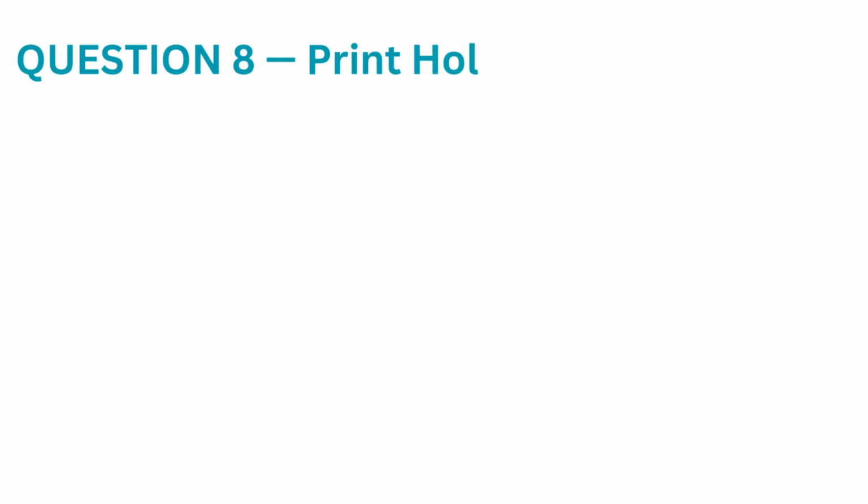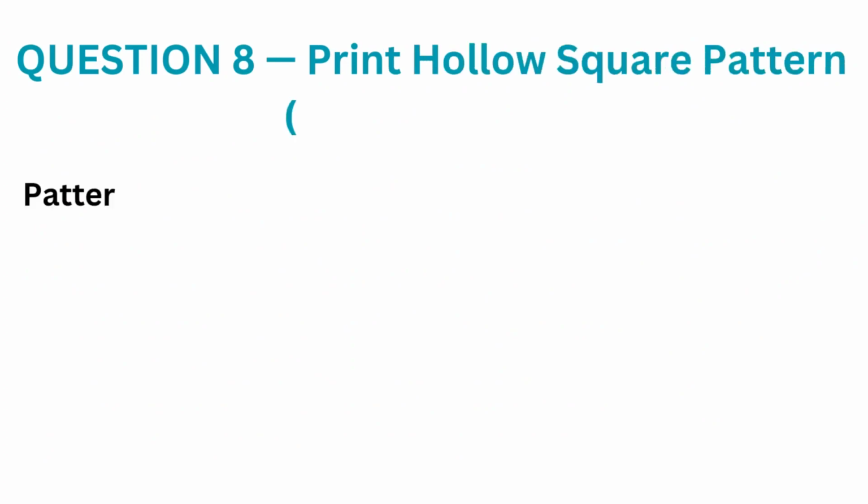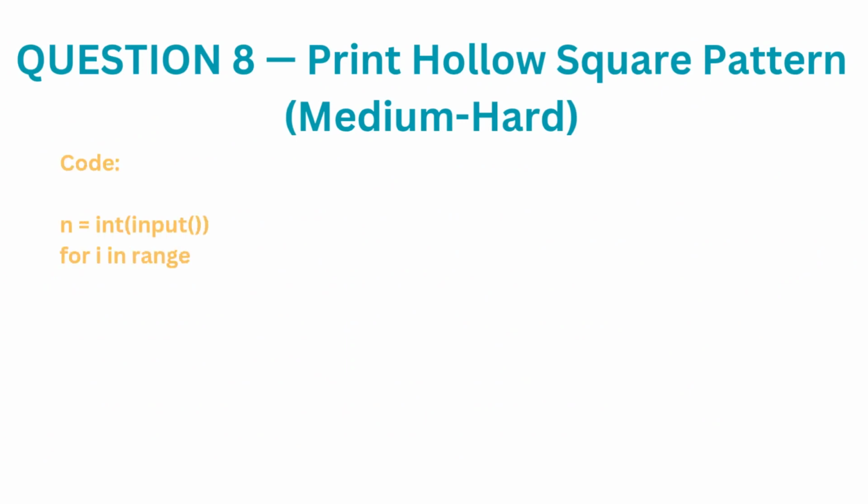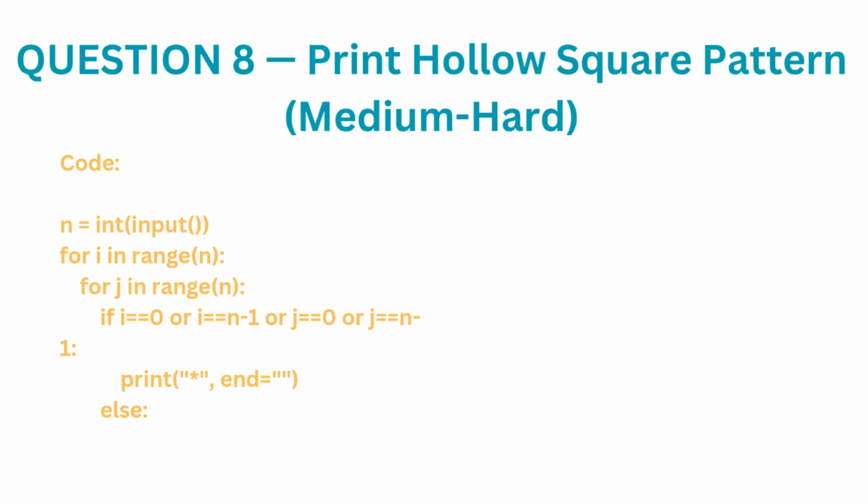And the next question is print hollow square pattern. We have to print star for border positions, and inside cells are spaces, and we have to use nested loops and conditions to create the hollow square. So n will be int input, for i in range n and for j in range n. If i equal to 0 or i equal to n minus 1, or j equal to 0 or j equal to n minus 1, that will print the star, and the end should be separated by spaces. So this will print the hollow square pattern.